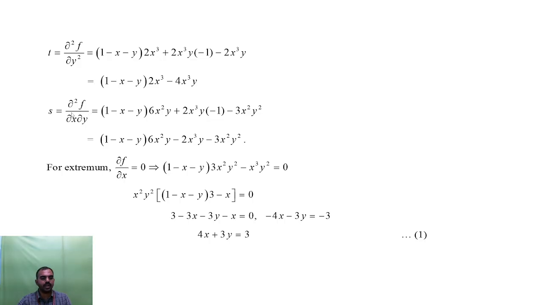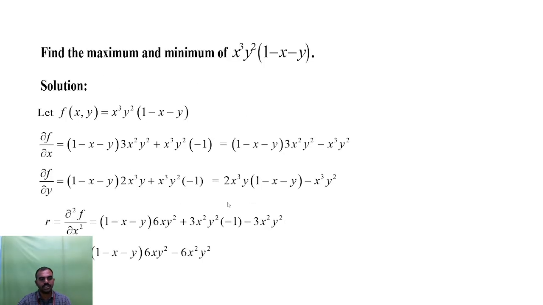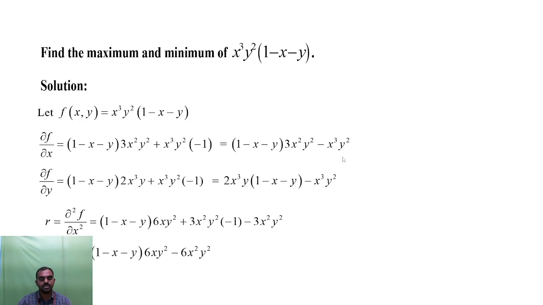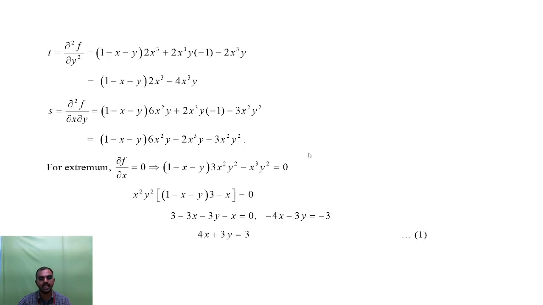Next, find the s value. Yes, what is this? ∂²f/∂x∂y. So differentiate this one with respect to x. Okay, so this is a constant value. Differentiate this one: 6x square y. Right? Okay. Then plus, this is constant. Differentiate this one with respect to x: 1 is 0, minus y is 0, and minus x differentiates to minus 1. And this one, differentiate with respect to x: so minus y square, x cube differentiates to 3x square. Okay, so simplify this one. So plus into minus minus 2x cube y, here minus 3x square y square.